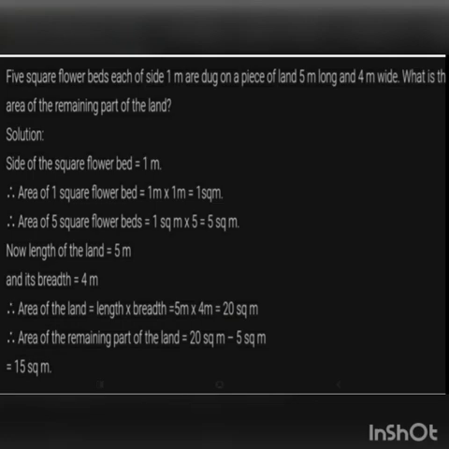Here what we did: first we calculated the area of one flower bed. Then how many flower beds are there? 5 square flower beds are there. So we calculated the area of 5 flower beds. Then we calculated the area of the total land. From that we subtracted and we got the remaining area.